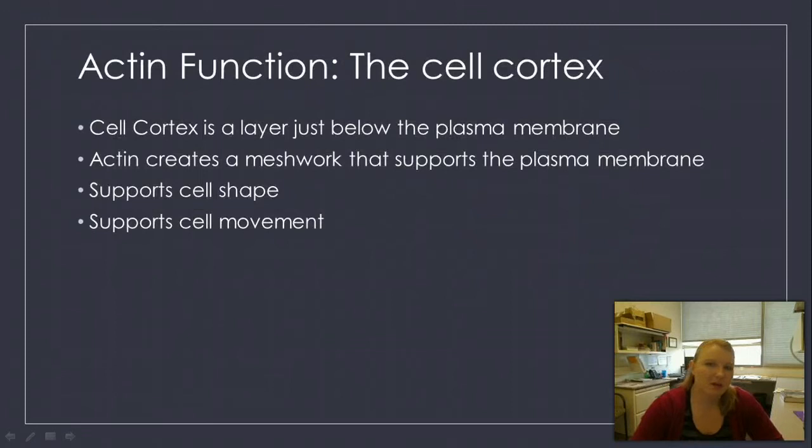The main function that I want you to focus on for actin is creating the structure known as the cell cortex. The cell cortex lays just below the plasma membrane and creates a meshwork that supports it. Remember, we've talked about how fluid the plasma membrane is, how it's moving all the time. Hopefully at some point you've wondered, how is it possible that this fluid membrane is acting as the barrier to the cell? Well, it's not just that. It has this cell cortex underneath that helps maintain cell shape, and if it's a cell that can move, it supports cell movement. We're going to talk about cell movement on the next slide.